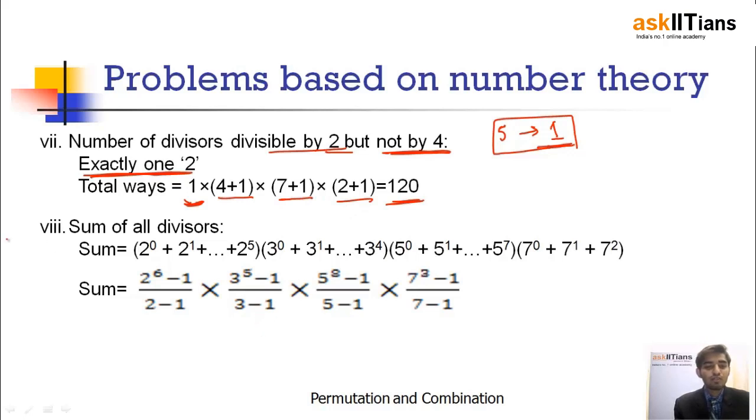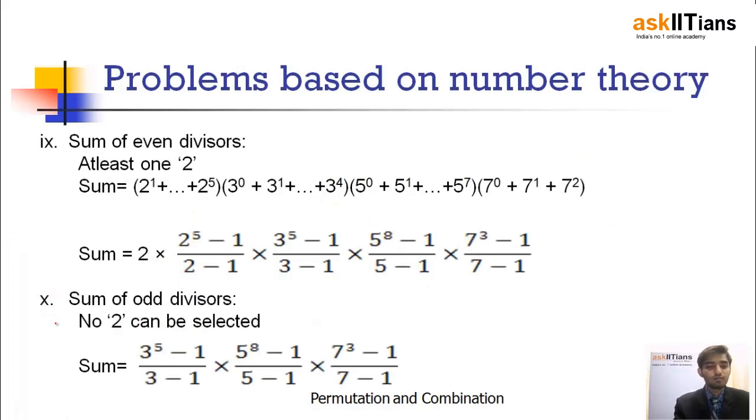If I want to find the sum of the divisors, then that will be given by 2 power 0 plus 2 power 1, and I will go up to 2 power 5. Here I will go up to 3 power 4, here up to 5 power 7, and here up to 7 power 2. Now you can use the formula to calculate the values of these 4 brackets. That will be given by (2 power 6 minus 1) divided by (2 minus 1), (3 power 5 minus 1) divided by (3 minus 1), and so on and so forth. So you will get the sum of all the divisors.